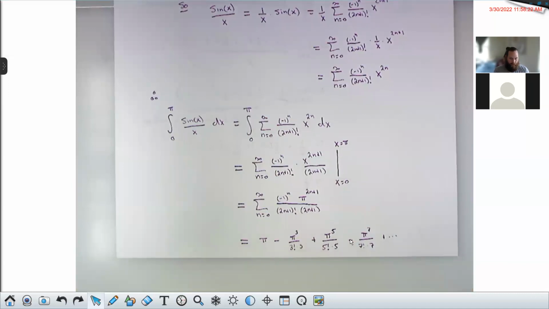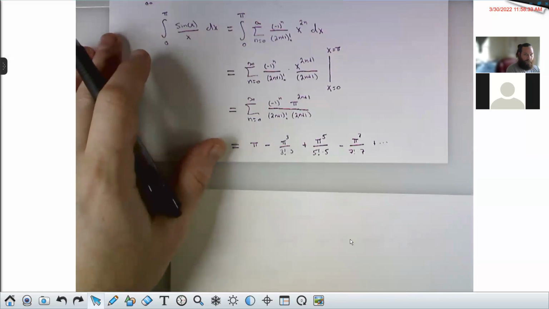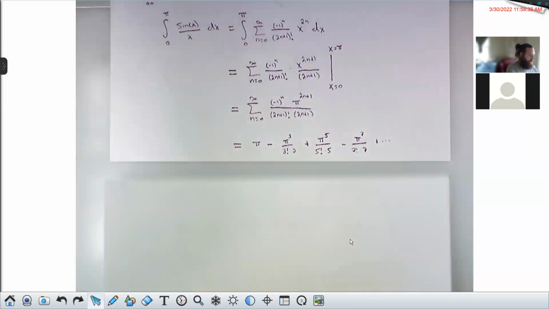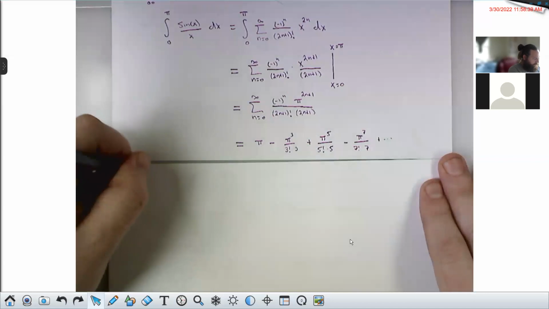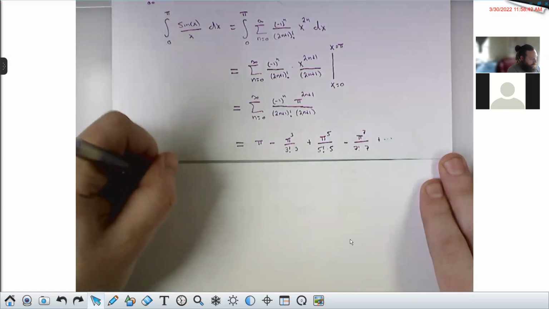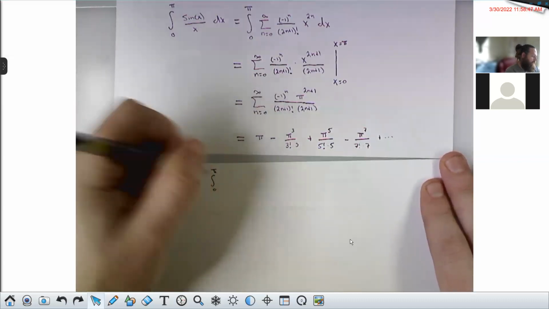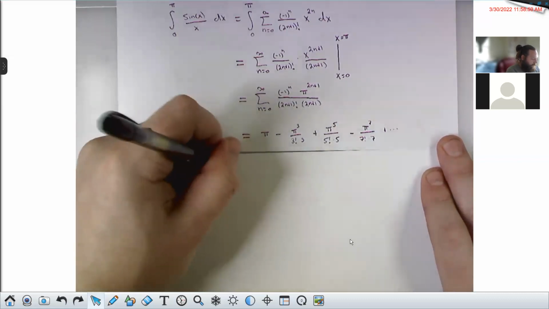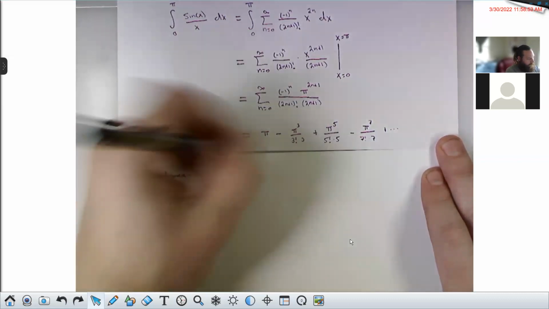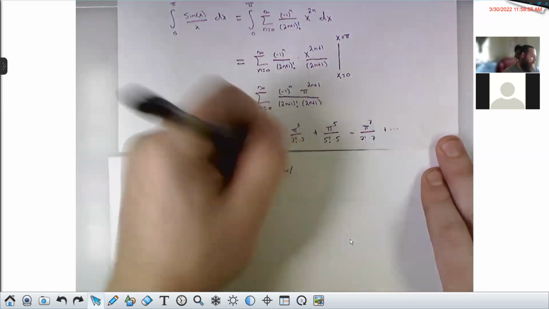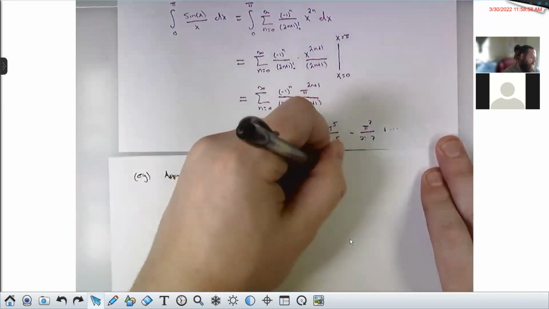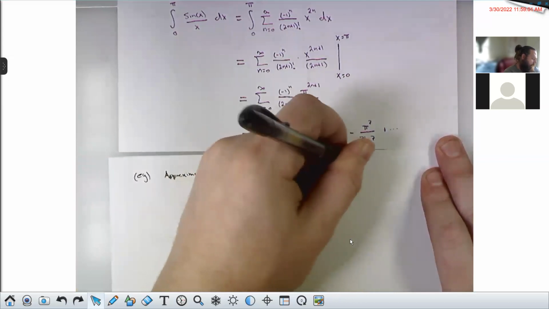One of the things I saw on the exam grading is that a lot of us struggled a little bit with using the estimation theorem. So let's go ahead and do that. Let's give ourselves a set precision and say, now approximate the integral from 0 to pi of sine x over x dx with error, say, less than 0.001.